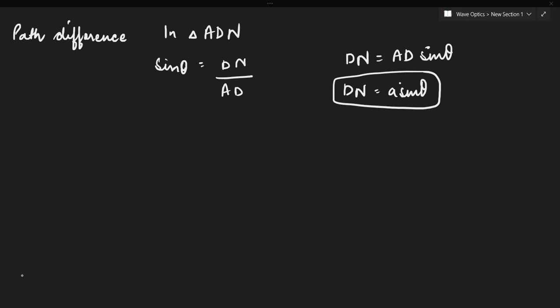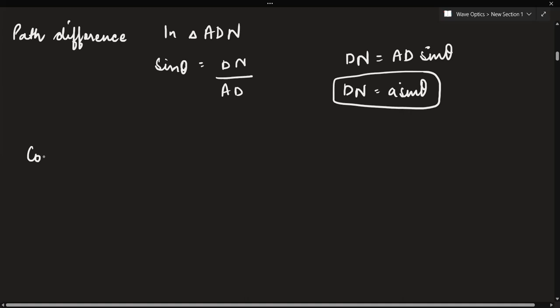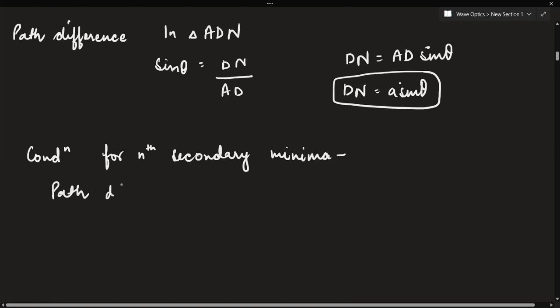See, for the position of minima, for the next secondary minima, we should have a general equation for the condition of, let's say, some nth minima. So condition for nth secondary minima. See, the path difference is actually the wavelength. If lambda is the wavelength, then path difference should be equal to lambda.